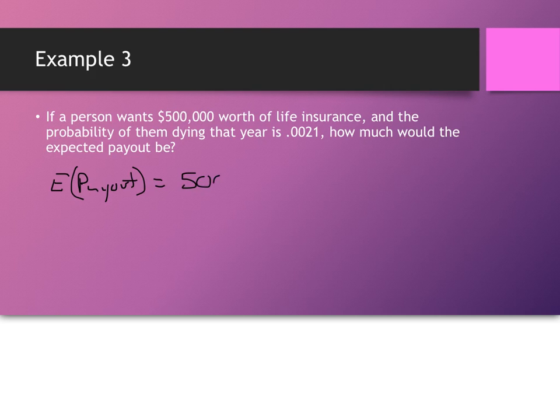Well, the total payout is this much, 500,000, and the probability that that happens, that you actually have to pay 500,000, is 0.0021. And then obviously there's always this implicit, even if you don't write it, a 0 times the other one, right? If you die, you get a 0.0021 chance. If you don't die, you have a 99.79% chance. So the expected payout here would be $1,050.